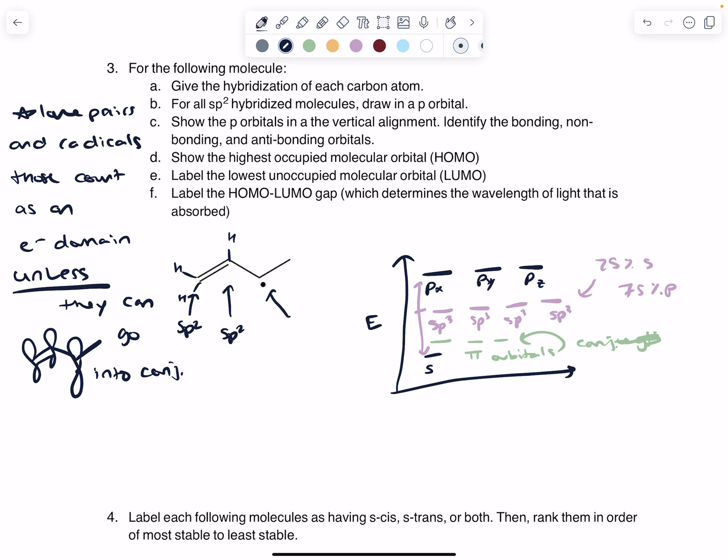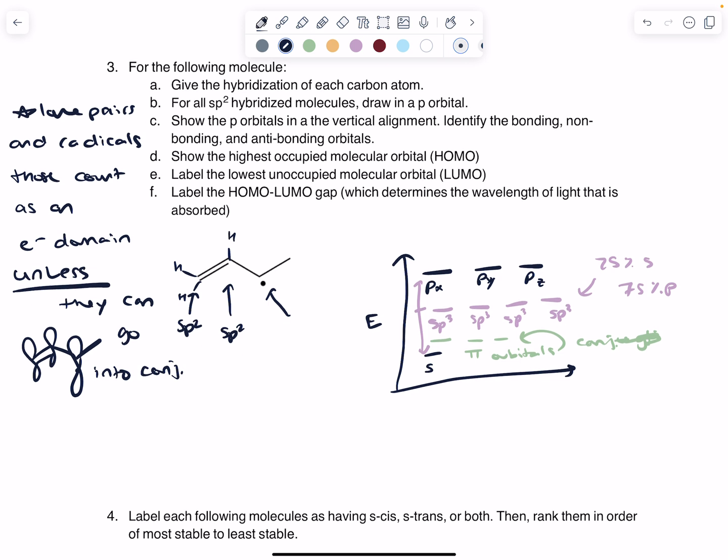And then they will go into conjugation if they can. Okay, so all that is a lot of background to say that this is an sp2 hybrid orbital as well, because this radical wants to go into conjugation.